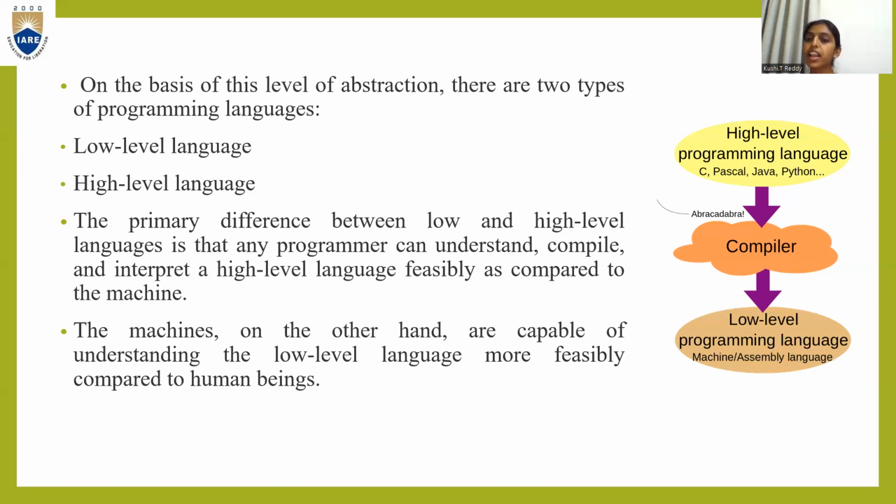High level programming language examples are C, Pascal, Java, Python, etc. With a high level language, with the help of a compiler, it is converted into a low level language that is nothing but machine language or assembly language. So you can use a compiler, or you can also use an interpreter for the conversion of language from high level to low level.